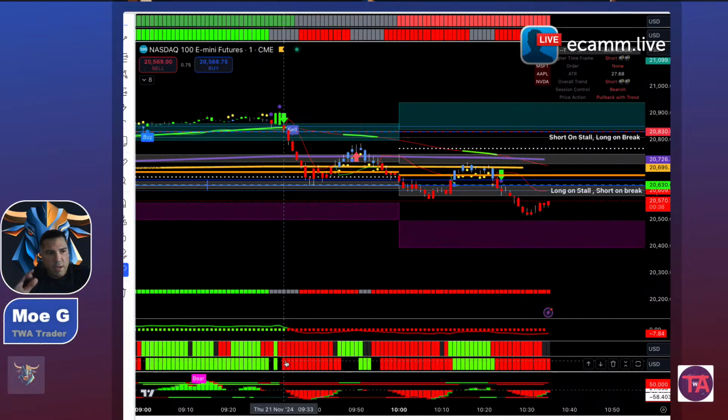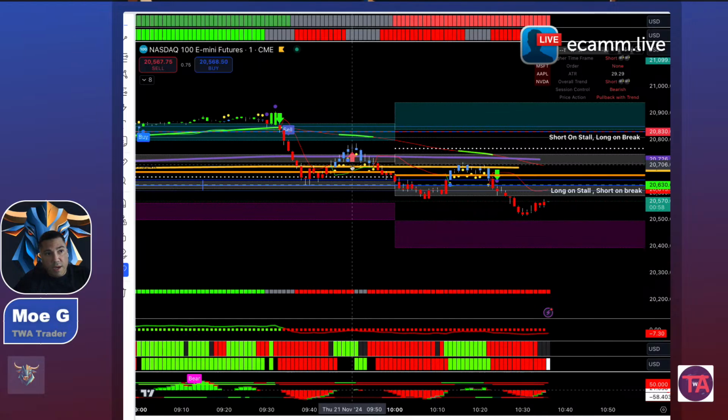How many points? It all depends on context, where you are. But we were so expensive at that time in the 4-hour forecaster. We were in the teal box, so the only play at that point in time was a short. Longs were too risky. And if you see in my game plan here, short on stall. It passed the level, I don't care about that, but it couldn't get any further. So I'm like, okay, and as soon as it crossed back down, boom, it just went down.